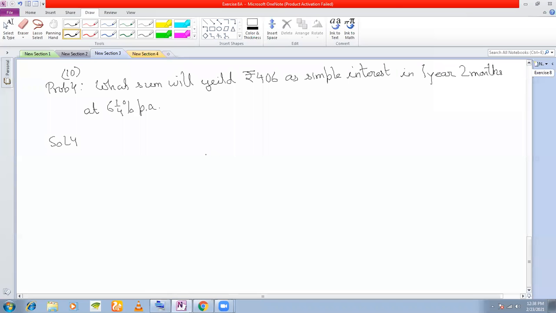What sum will yield rupees 406 as simple interest in 1 year, 2 months at 6.14% per annum? So here we have to find the sum. Sir, will simple interest not come in the exam? No, you cannot apply the simple interest formula in your exam. You will only apply the compound interest formula.